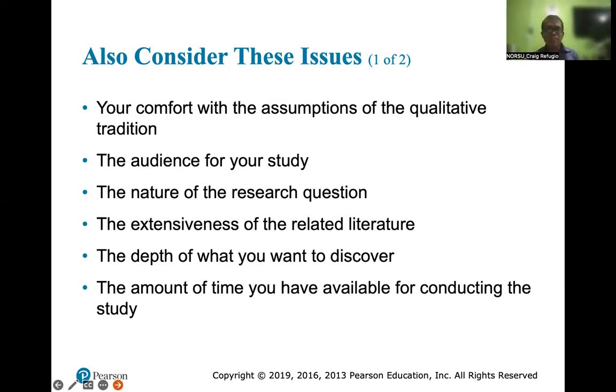The amount of time you have available for conducting the study. So how much time are you allocating for your study? Because if you don't have time, then basically you could not finish. That is why in making your statement of the problem, you have to consider the acronym SMART: specific, measurable, attainable, realistic, and time-bound. That there is a certain duration of your study. When will you start and when could it be finished?